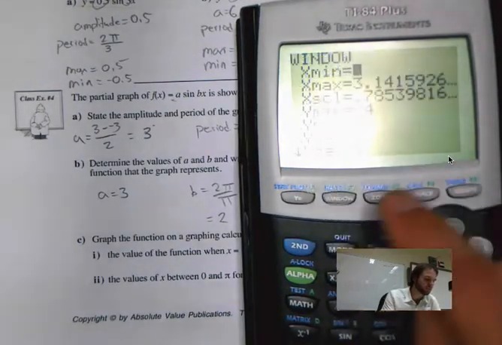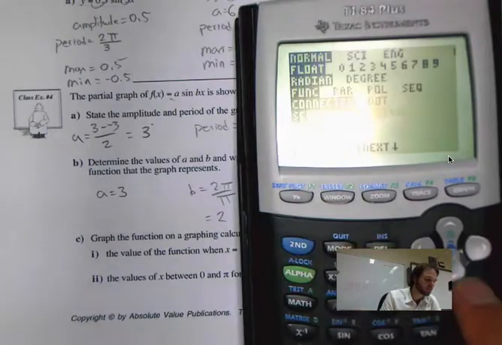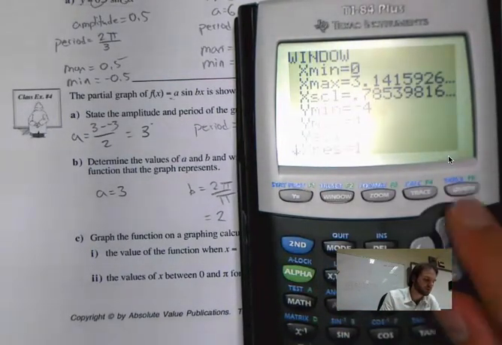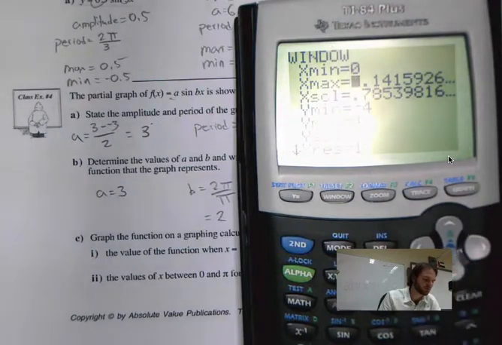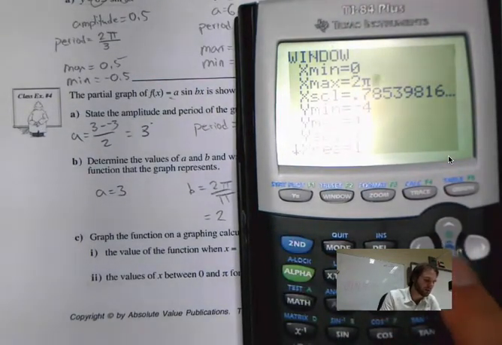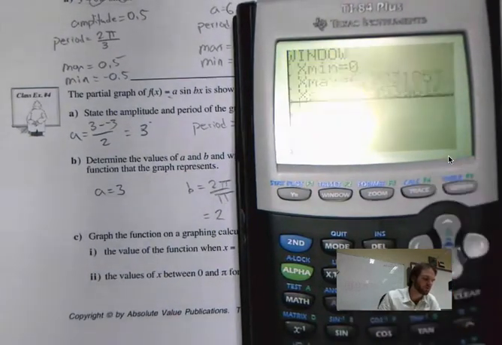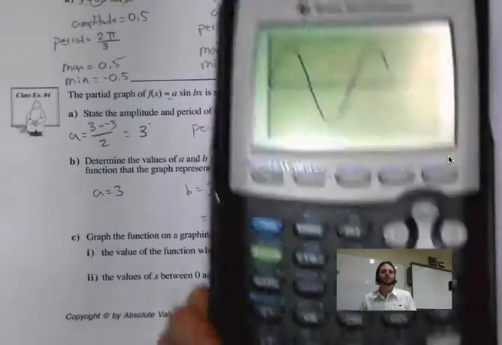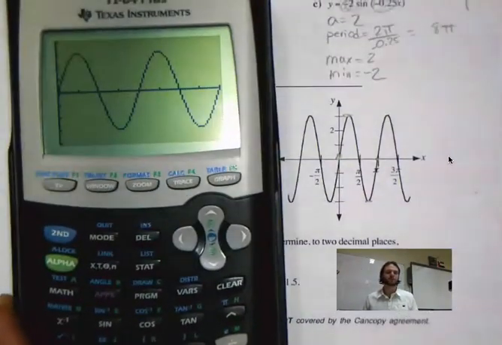Oh, just make sure my mode is in radians. Window, yeah, that's about right. Oh, I'm going to change it. I want 2 pi, and I want my minimum at negative 4 and maximum 4. Yeah, we should see everything. So there we go. Let me move this over a bit so we can see the graph better.